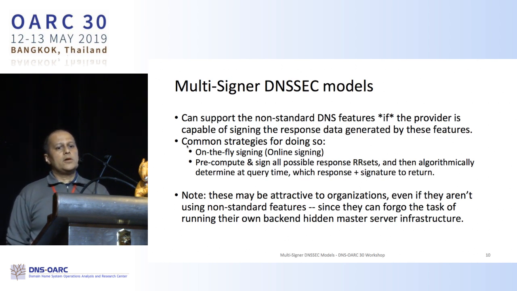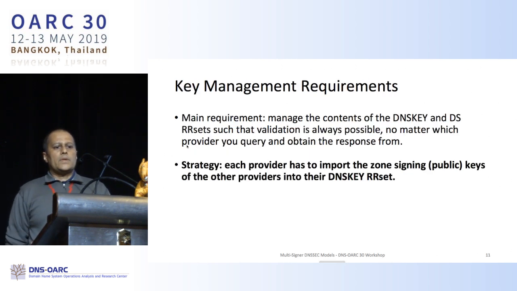So if it's possible to enumerate all the answer RR sets in advance, which is often the case, you could pre-compute the responses and their signatures and then determine algorithmically at query time which response set and associated signature to return. So all those things work. So the main additional requirement we have here is we need to carefully manage the contents of the DNSKEY and DS RR sets in such a way that validation is always possible no matter which provider's authoritative servers you query and get the response from.